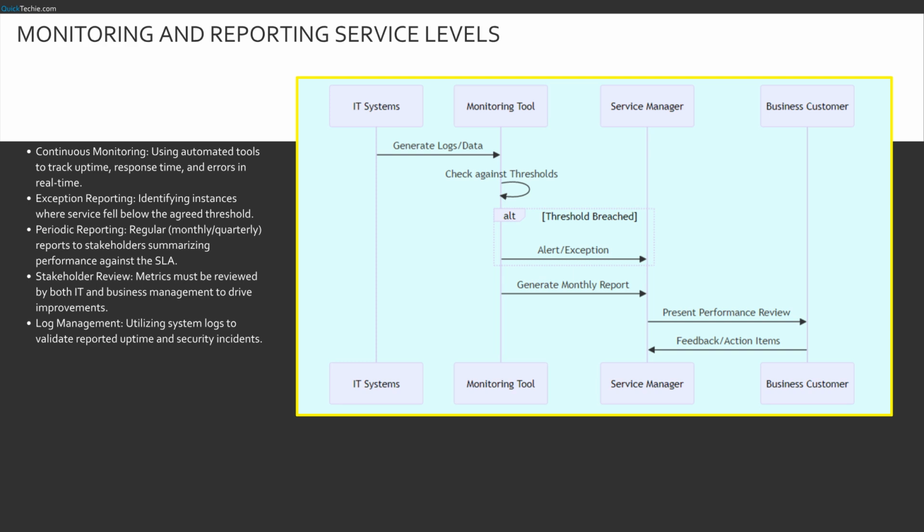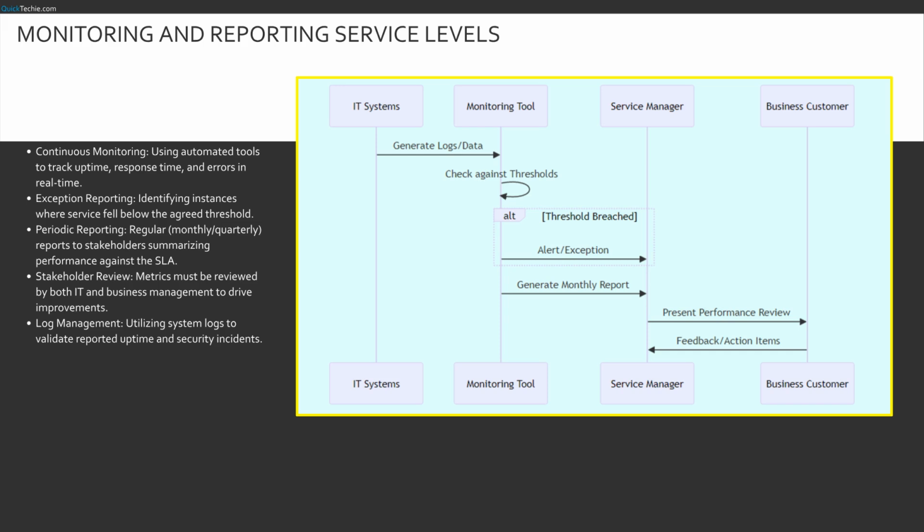Once metrics are defined, we must monitor them. We use continuous monitoring tools to track system health in real time. However, data alone isn't enough. We need exception reporting to flag when we miss a target. This data feeds into periodic reports, usually monthly dashboards sent to management.